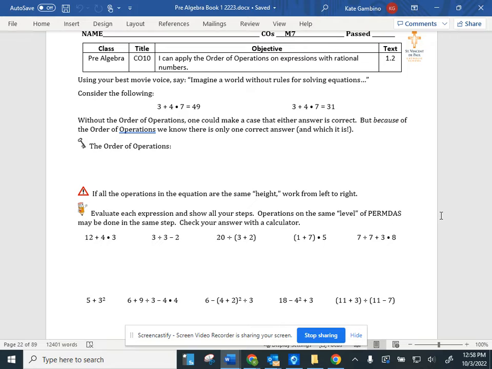Consider the following. 3 plus 4 times 7 equals 49. Or 3 plus 4 times 7 equals 31. Wait a minute. This is math. Can we have different answers for the same equation? No, you sure cannot. This is math. Math, we have a right, correct answer. This is it.